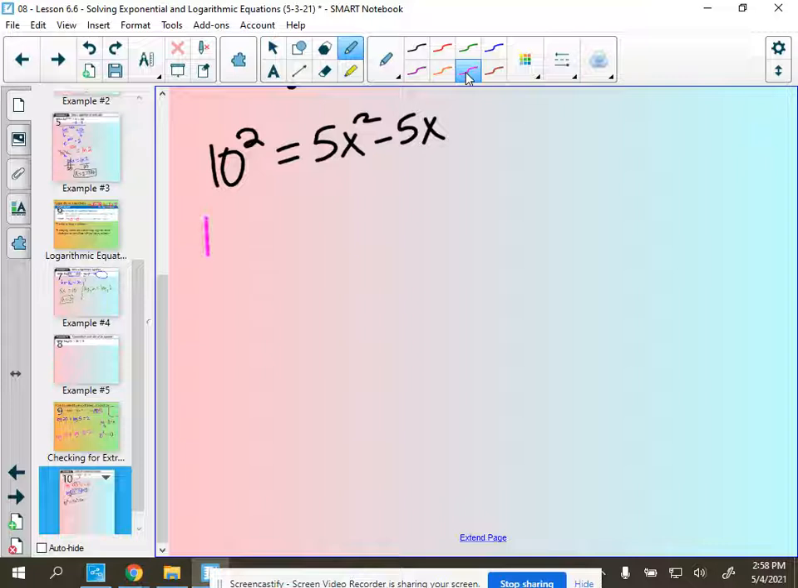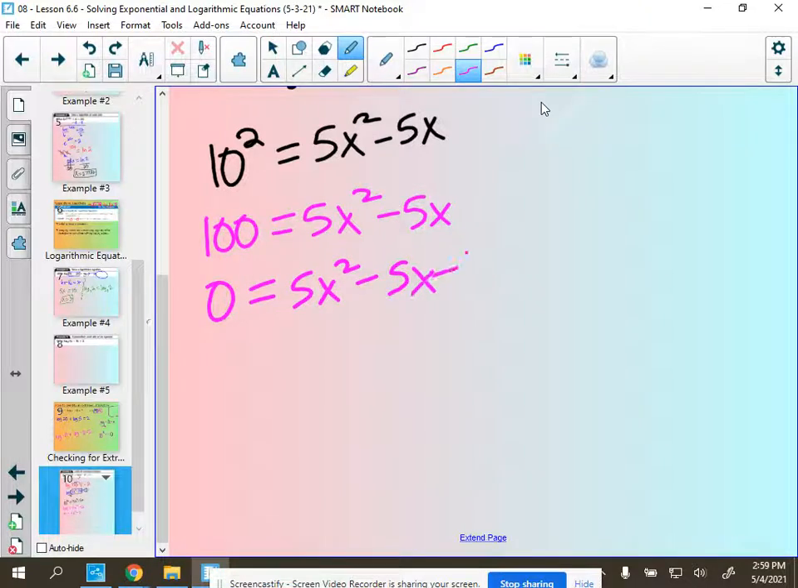Let's do the 10 squared. That's 100, step by step. It goes 5x squared minus 5x. Don't start dividing by x's and stuff like that. Bring this 100 to the other side of the equation. So subtract 100 from both sides. 0 equals 5x squared minus 5x minus 100. Where are we at? This is a quadratic equation. We can solve this. We've done a ton of these this year.